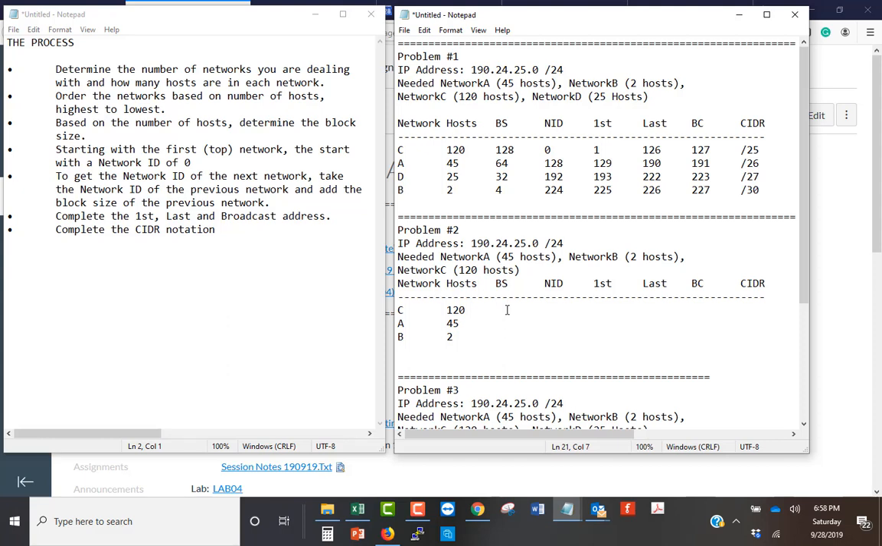Our block sizes are going to be 128, 64, and 4. Your network IDs are going to start at 0. Then 128 plus 0 gives me 128. Then 128 plus 64 is going to give me 192.